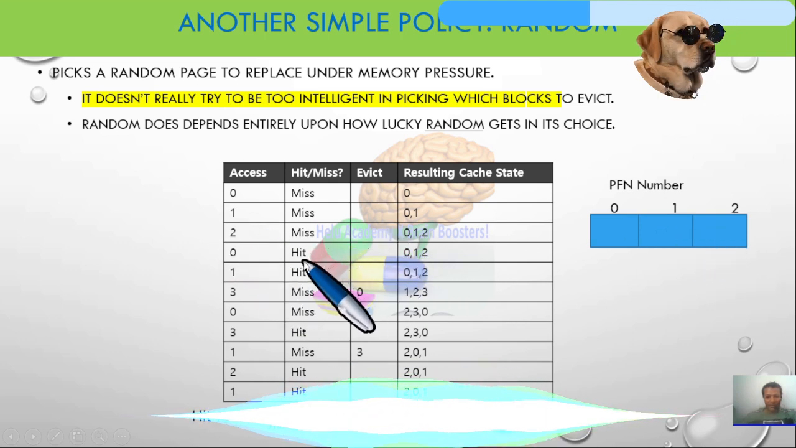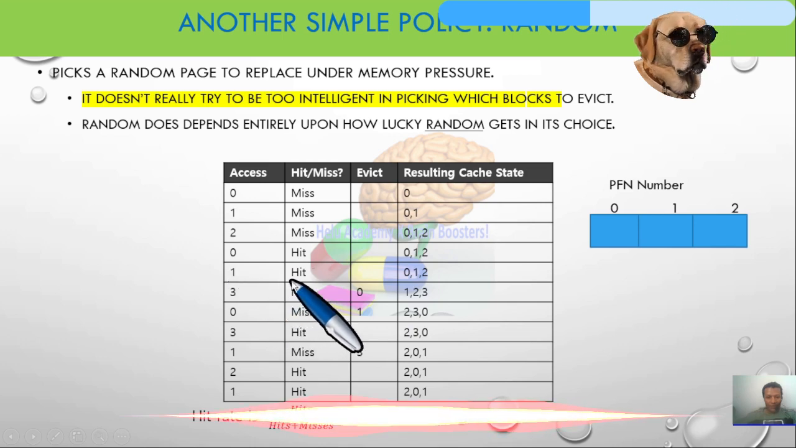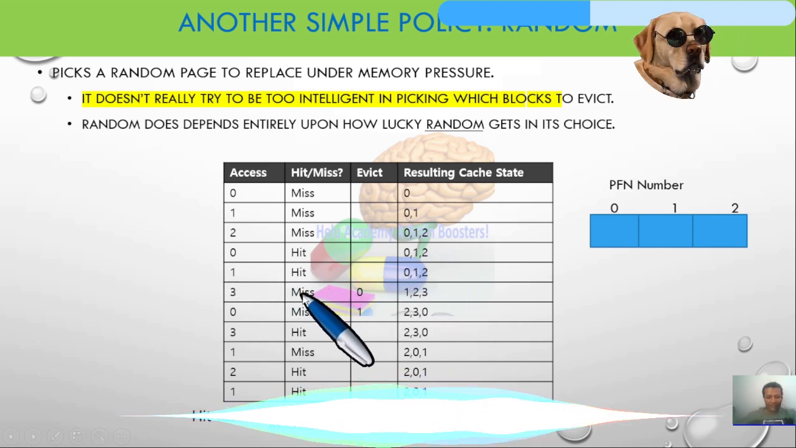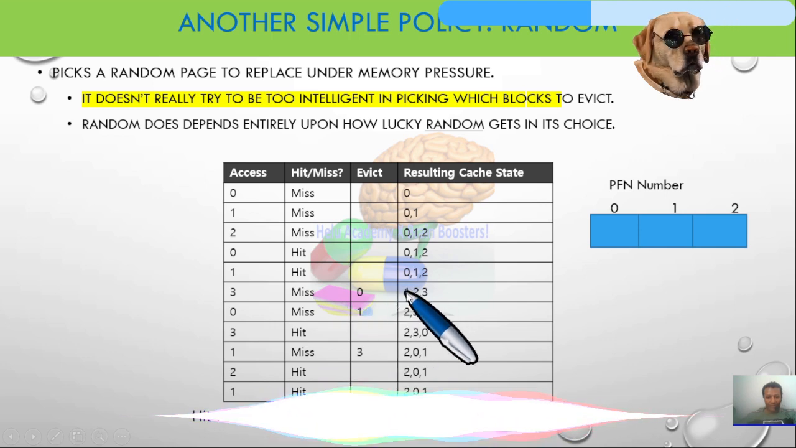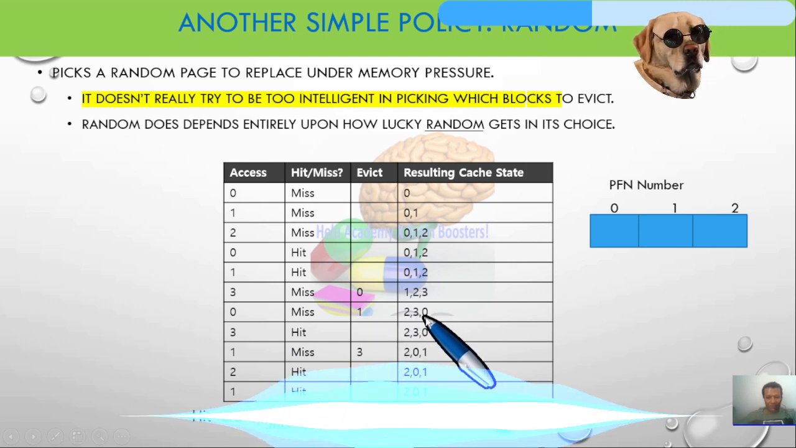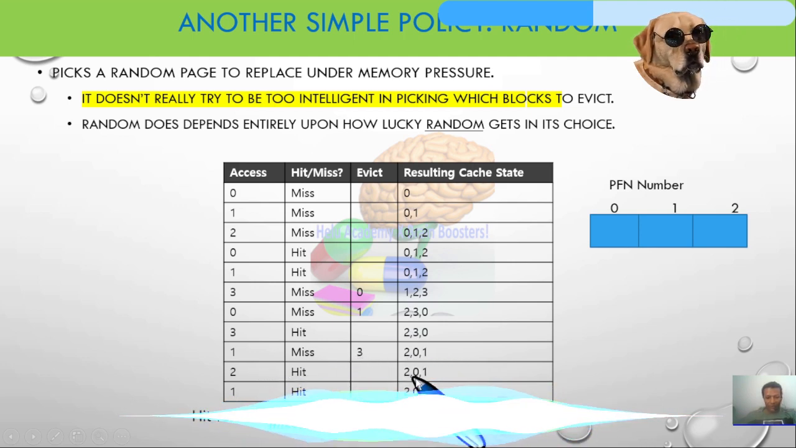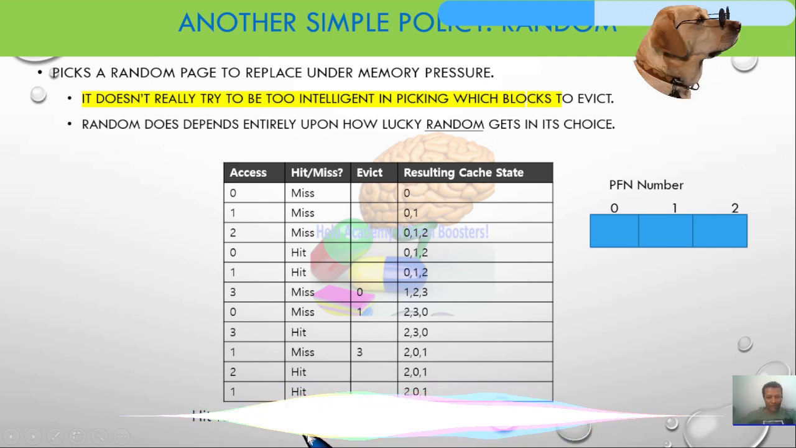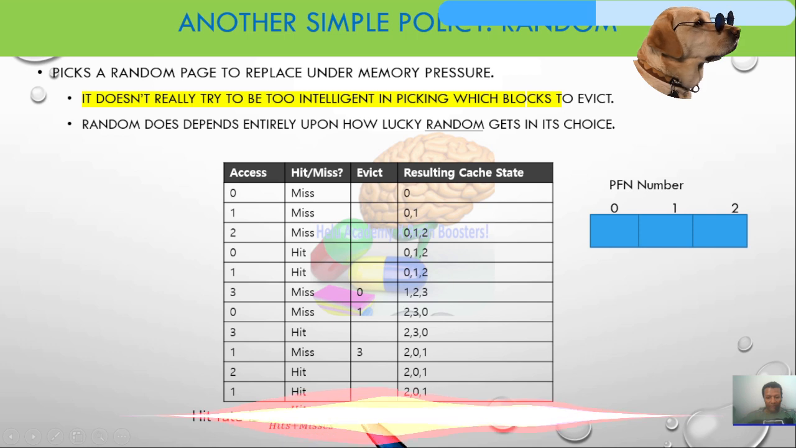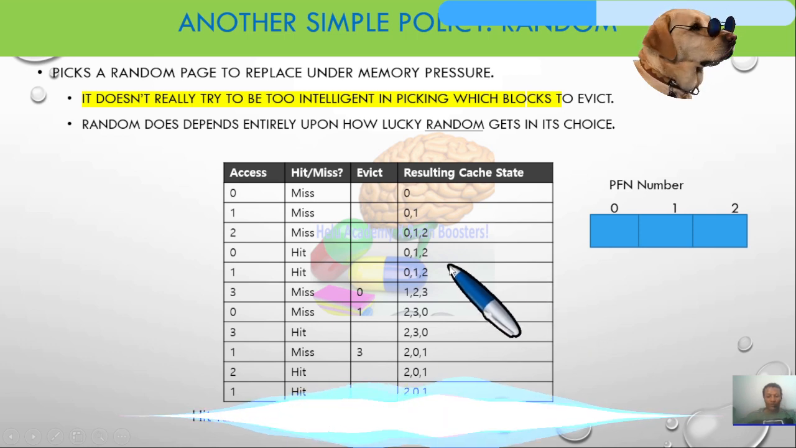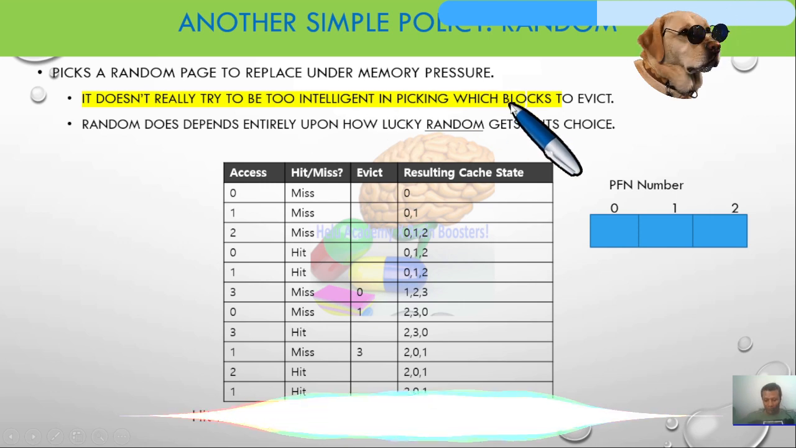Then 0 is a hit, and 1 is a hit. 3 is a miss, so 0 will be replaced: 3, 1, 2. Then 0 is a miss, then 1 will be replaced: 2, 3, 0. Then 3 is a hit, 1 is a miss, so 3 will be changed: 2, 0, 1. 2 is a hit, 1 is a hit. So the hit rate is hits over hits plus misses. How many hits? 1, 2, 3, 4, 5. So 5 over 11, 45.45%. That is how it works.